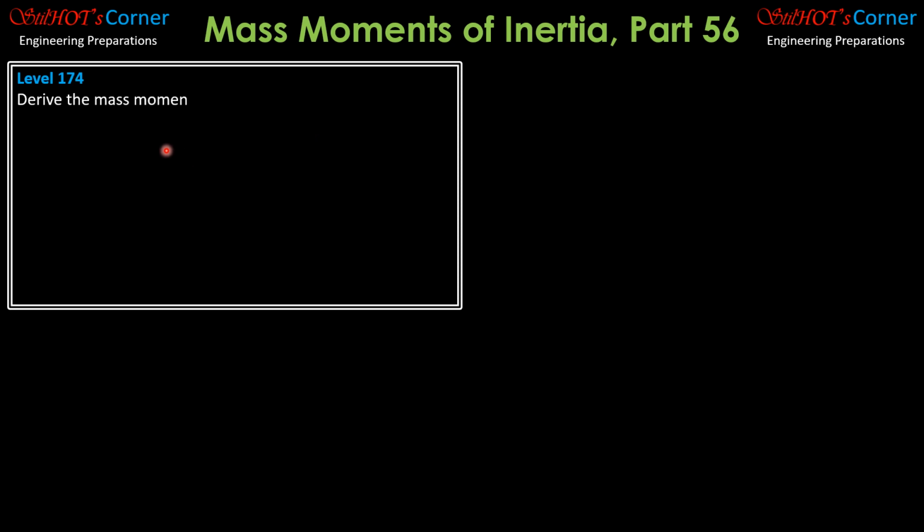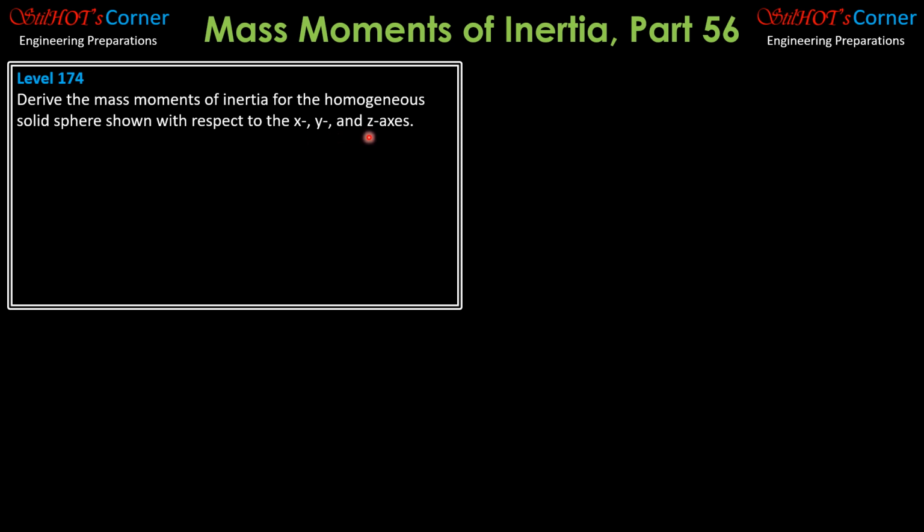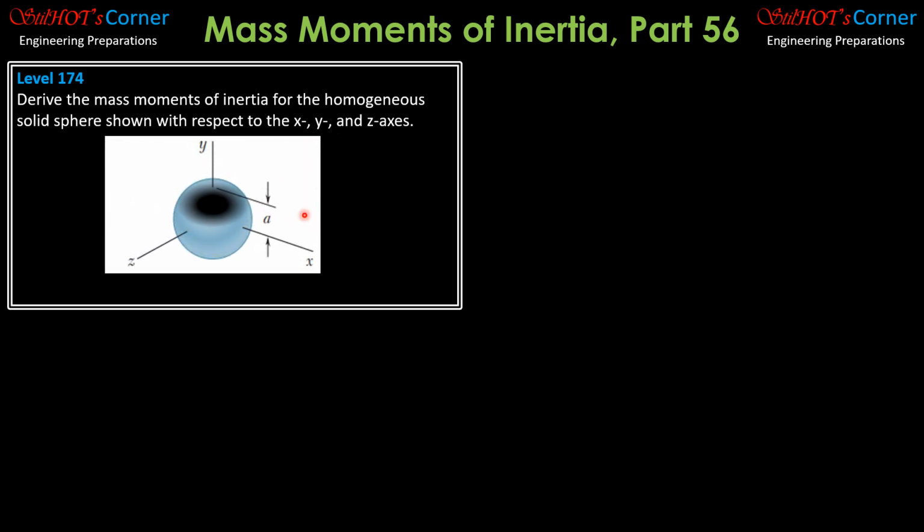Level 174, derive the mass moments of inertia for the homogeneous solid sphere shown with respect to the x, y, and z axis. So I'll present two solutions, and by symmetry, Ix equals Iy equals Iz. So for the first solution, I'll consider a cylindrical shell as element so that the direct formula for mass moment of inertia can be established, and that is equal to radius of gyration square or constant distance square times differential mass.